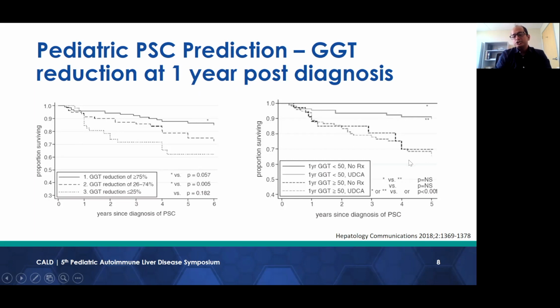Similarly, on the right, it's shown that if the absolute GGT value at 1 year post-diagnosis is less than 50, regardless of treatment with ursodeoxycholic acid or not, shown here by these two solid lines, the probability of survival with native liver at 5 years post-diagnosis is good.